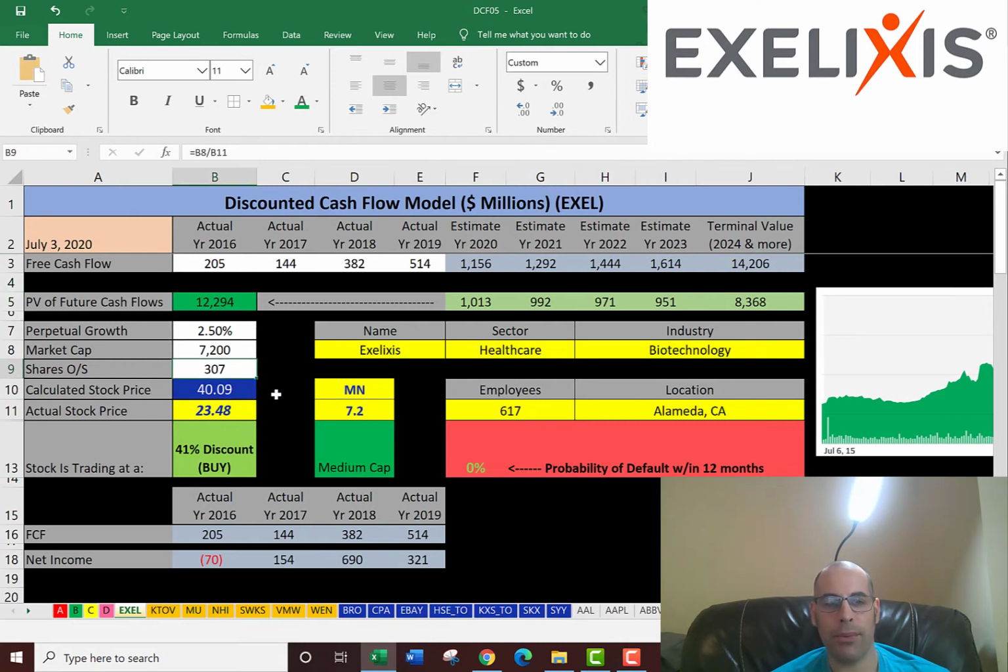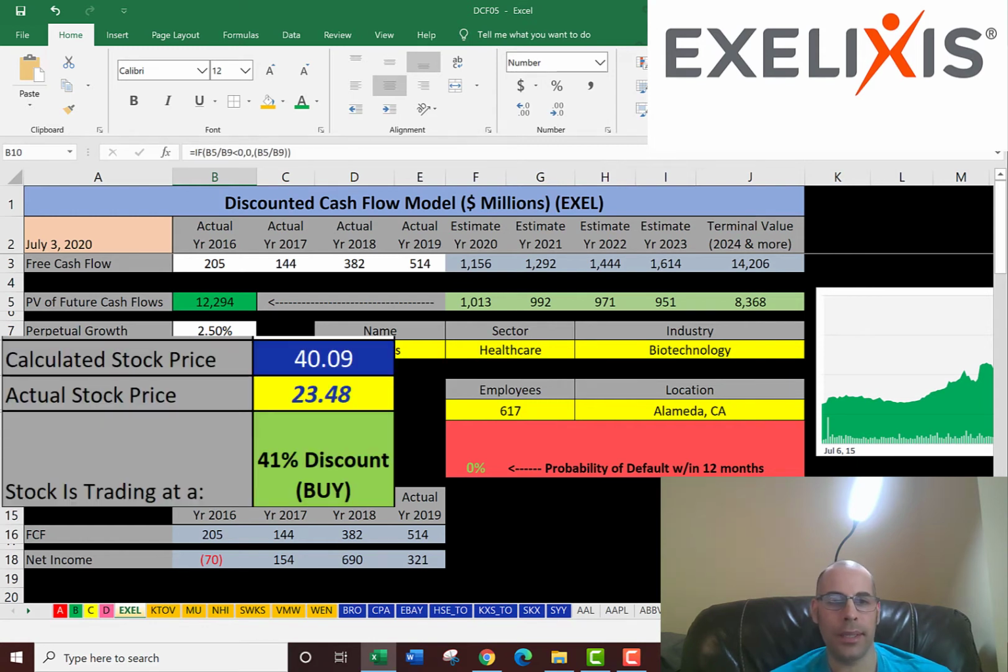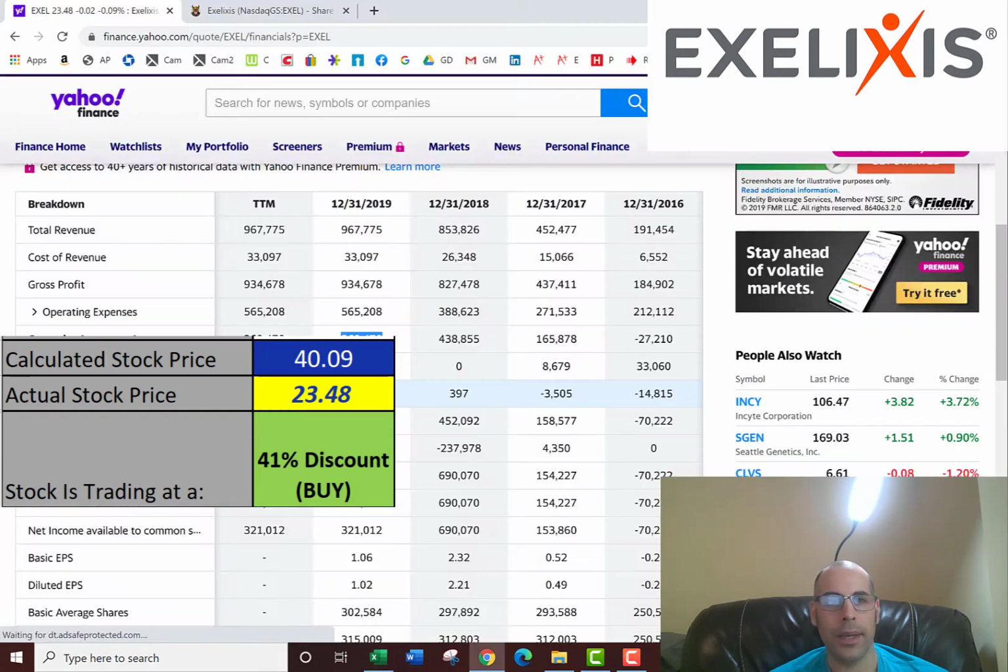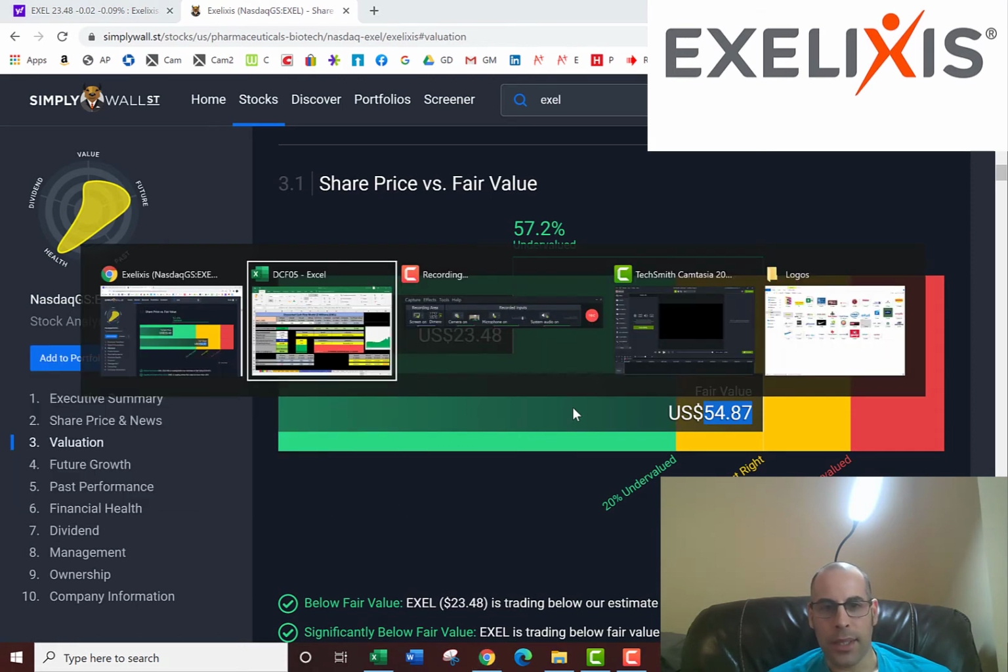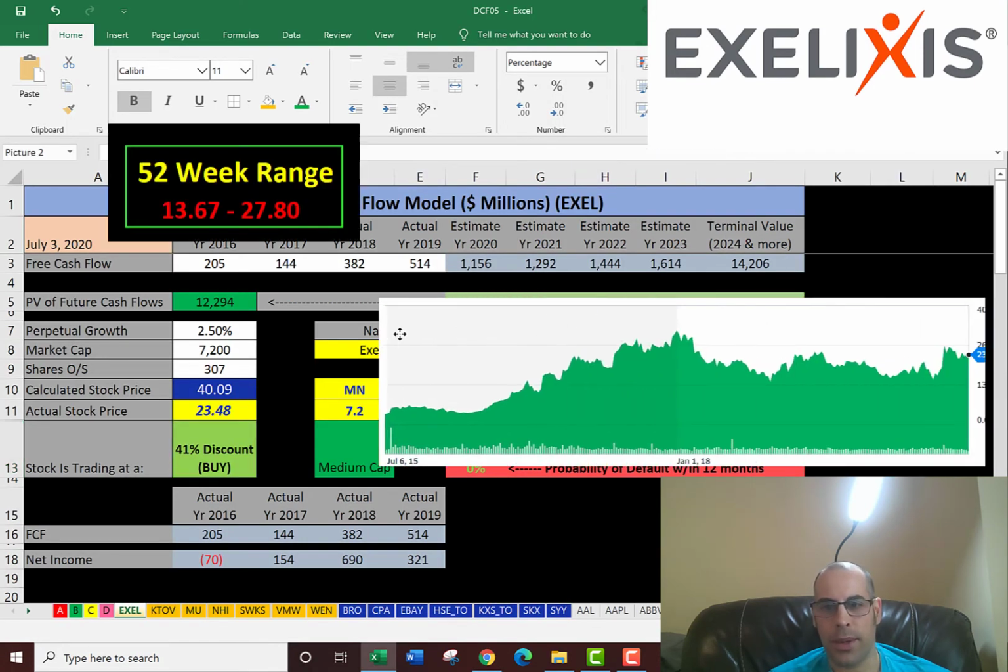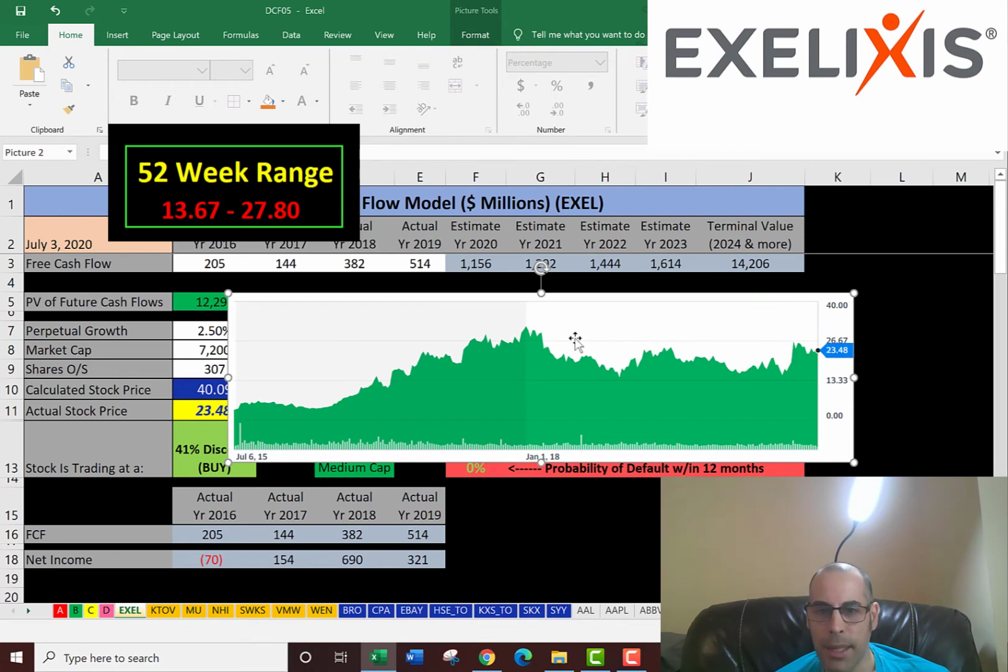We divide that by 307 million shares, and we get an intrinsic stock price of $40. They're currently trading at $23, so they're trading at a 41% discount, so it's a buy according to the model. Let's see what Simply Wall Street says. They're even higher. They're at 54 as their intrinsic value. Let's look at the historical stock price of the company to see where they've been trading. It seems like it's been in a fairly tight range the past 2-3 years. It was below $10 5 years ago, but it's been trading in the 20s for a few years now.